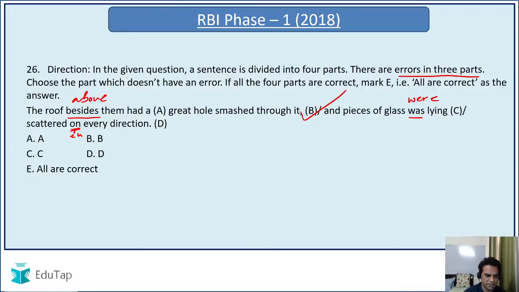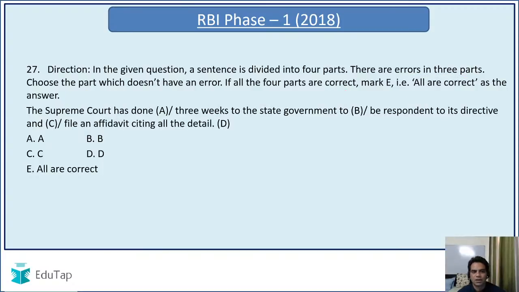So correct option is option number B, right? Right. Let's look at the next question, guys. Again, a question was divided into 4 parts, and we had to find the correct part. The sentence was, the Supreme Court has done 3 weeks to the state government to be respondent to its directive and file an affidavit citing all the detail. Yes, guys.